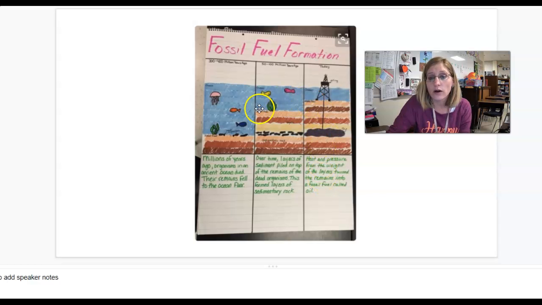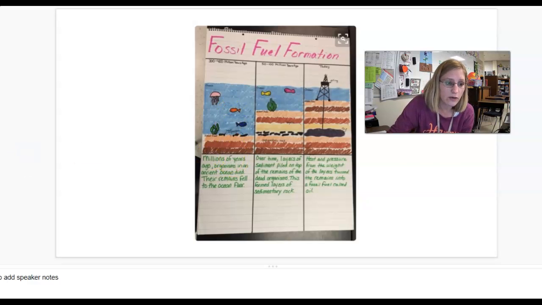The difference between coal and oil and natural gas is mainly that oil and natural gas are made out of ocean animals. So think about plankton and algae. Those are old, ancient organisms.